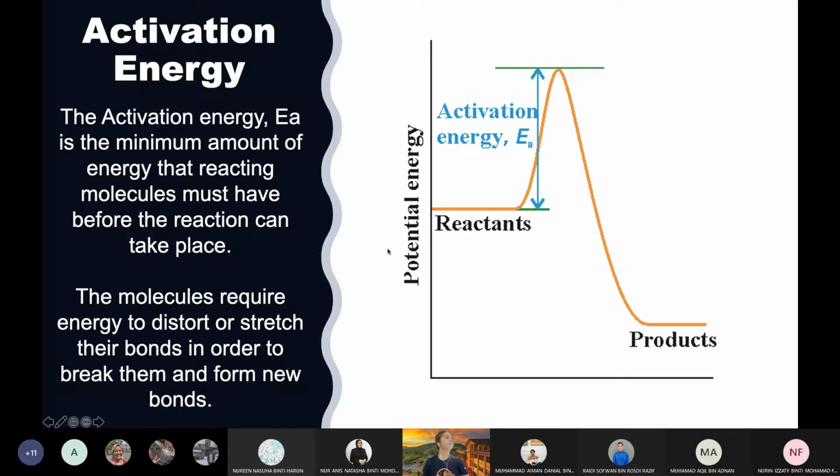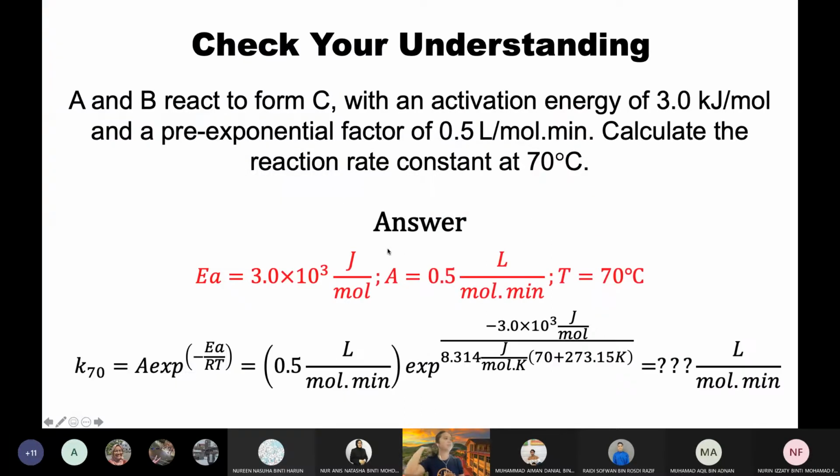So EA. Right, so next is how do we calculate? Kita dah tahu persamaan Arrhenius tu. Let us try to calculate using the Arrhenius equation untuk tahu nilai K. So let's say, as an example in this question, A and B react to form C with an activation energy of 3 kilojoule per mole and a pre-exponential factor of 0.5 liter per mole minute.